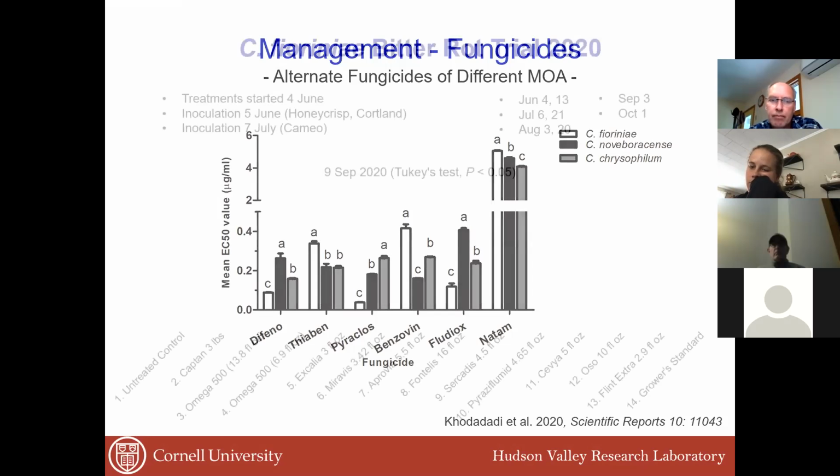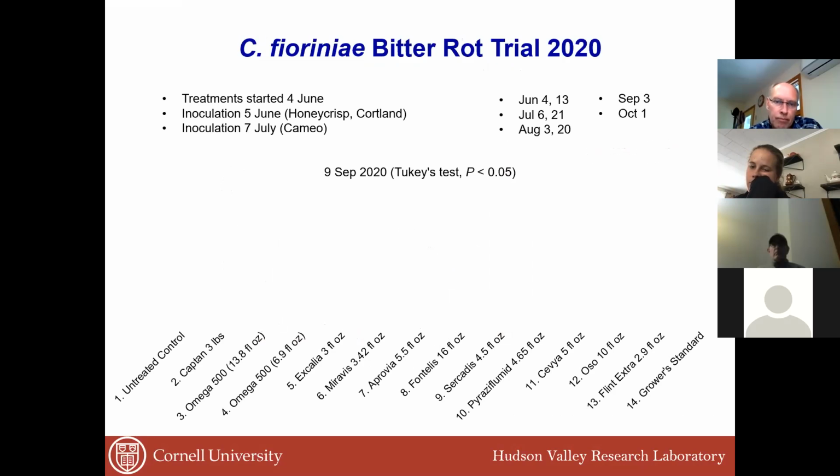time. So to answer the question, what is effective in the orchard, we had an inoculated trial in 2020. Basically, we started spray programs on June 4th, and you can see at the bottom of this slide what the spray programs were. Within each spray program, we applied either Captan, in this specific case number 2, 8 times throughout the season, or Omega at 2 different rates, also 8 times through the season.